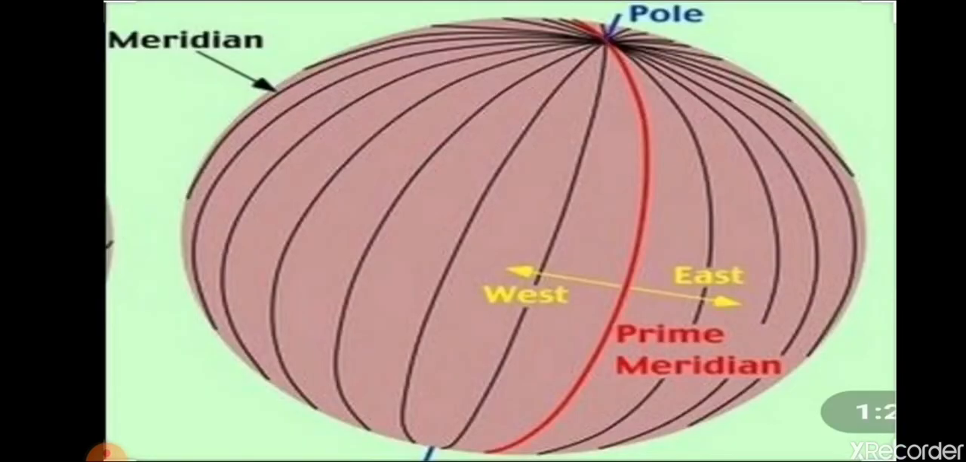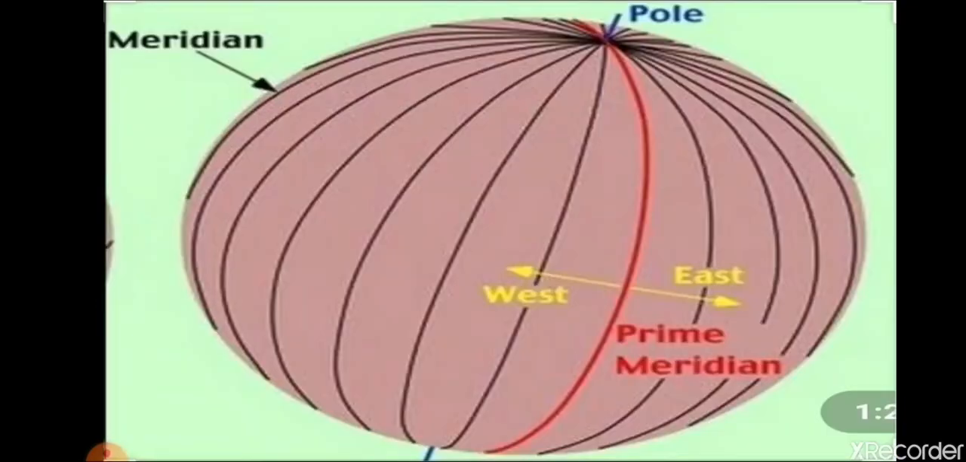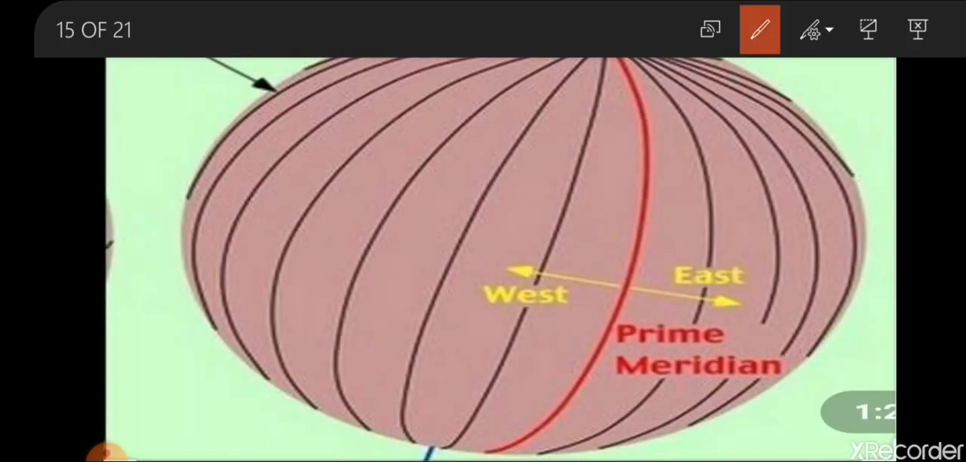Now let's have a look at what lines of longitude are. As you can see, lines of longitude are the lines that run from the North Pole to the South Pole. They are vertical lines that run from the North Pole to the South Pole. So we can say that the vertical imaginary lines that run from the North Pole to the South Pole are considered as lines of longitude. This is the 0 degree line of longitude.